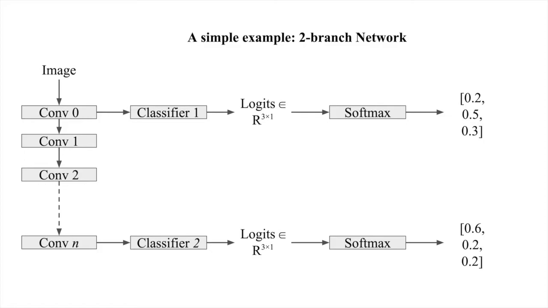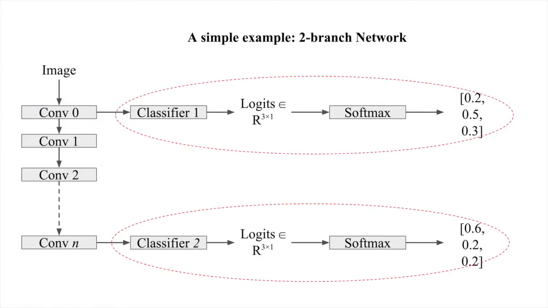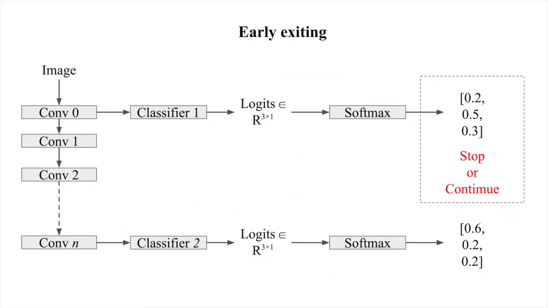Here we show a simple example of a multi-branch network. The network has a main branch that consists of several convolutional layers, and there is a classifier branch at each of the first convolutional layer and the last convolutional layer. When the forward propagation reaches the end of the first branch, the model needs to decide whether to output the current predicted label and stop here, or continue the propagation to the next branch.